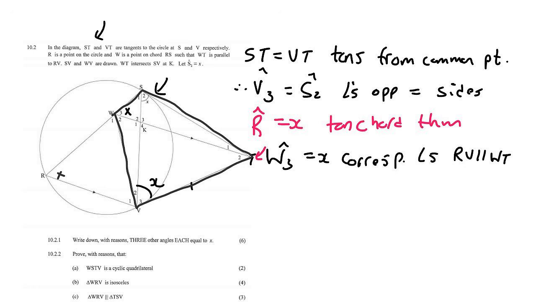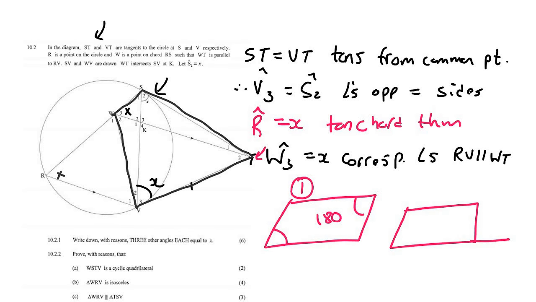10.2.2. Prove with reasons that WSTV is a cyclic quad. Let me highlight that for us. Alright guys, there are 3 ways that something can be proven as a cyclic quad. The first one is when the opposite angles add up to 180. The second way is when the angle on the outside is equal to the opposite angle on the inside, like that. The third one is when you've got a shape that looks like that. If you can prove the angles in the same segment, then it's a cyclic quad.